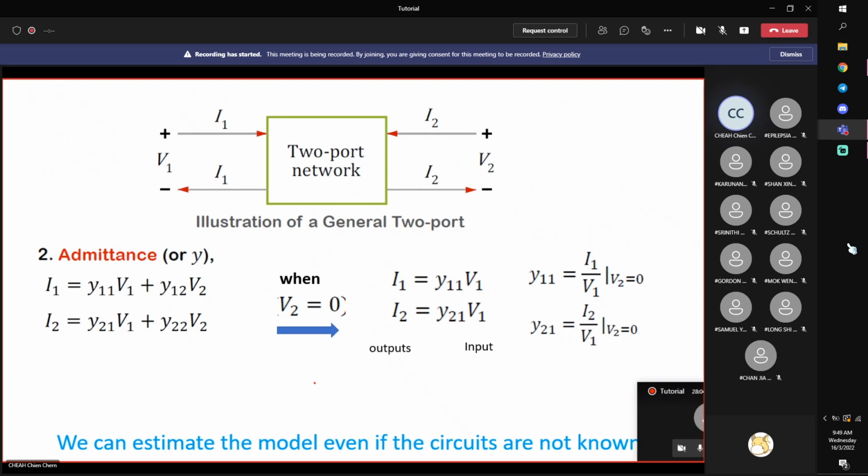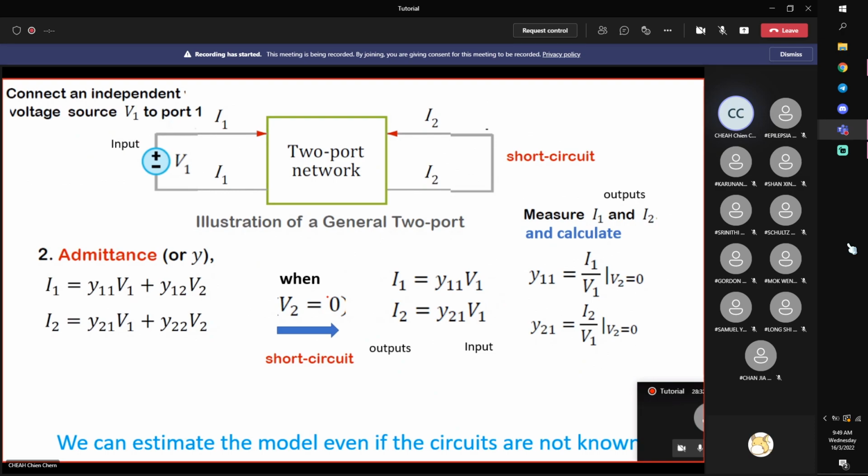For example, in admittance form, your inputs will be V1, V2, and your outputs will be I1, I2. In this case, I need to set one of the inputs to 0. For example, V2 equals 0. If V2 is equal to 0, then you have only one input, V1. You have 2 outputs, I1, I2. If you know V1 and you measure I1, I2, you can use them to calculate Y11, Y21. Which means that you need to impose the condition that V2 is equal to 0.